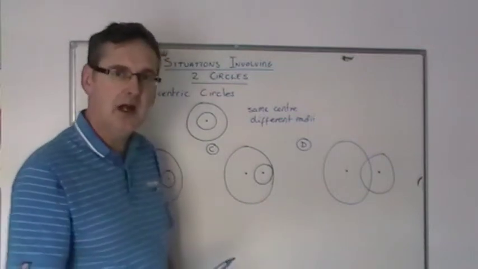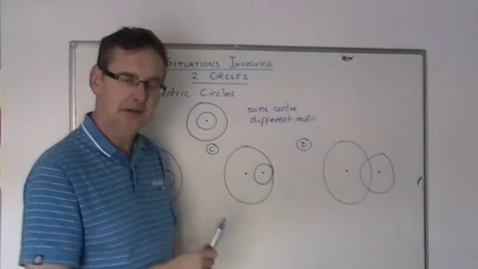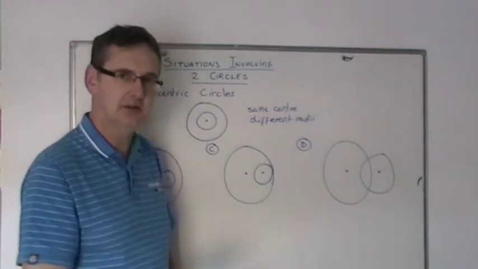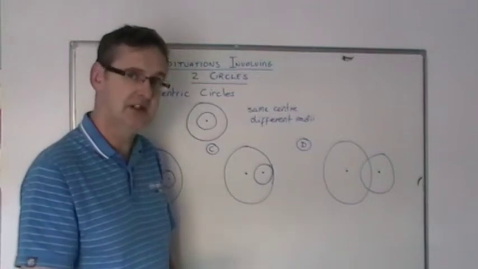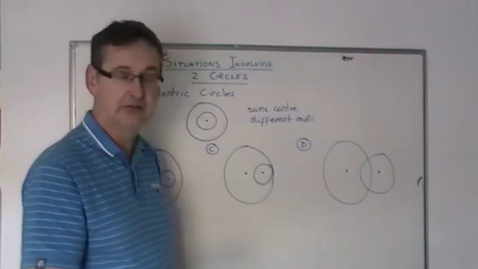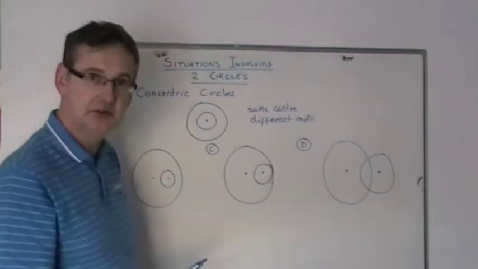If in a question you are asked to prove that two circles are concentric, and you know their equations, all you've got to do is show that they have both got the same centre point and have different radii, and then they will give a picture similar to that, and that's concentric circles.